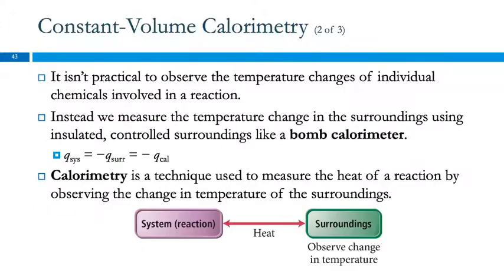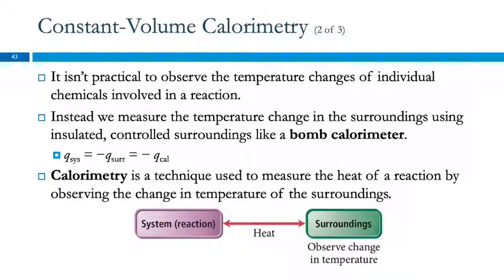And Q is equal to mc delta T. So we're often looking at how much energy is absorbed or released, how much heat from this chemical reaction. But we can't measure the temperature changes of individual chemicals because they're all mixed together, right? So what we do is we measure the change in temperature of the surroundings. And one way to do this is using a bomb calorimeter.